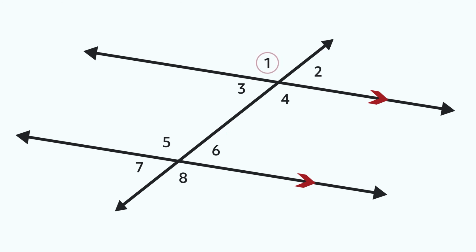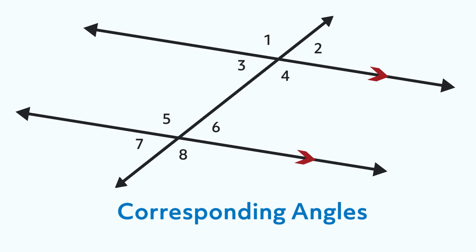Angle 1 is in the top left position in the top group of angles. If we look at the same spot in the bottom group of angles, we see that angle 5 is in the top left spot for that group. That means that angles 1 and 5 are corresponding angles. So angles 2 and 6 are also corresponding angles because they're in the top right spot for their respective groups. Angles 3 and 7 are also corresponding, as are angles 4 and 8.